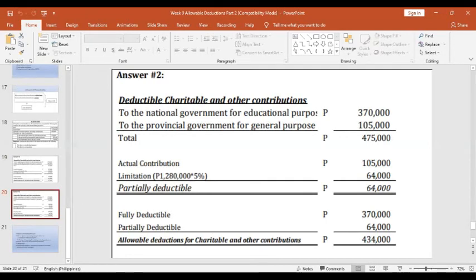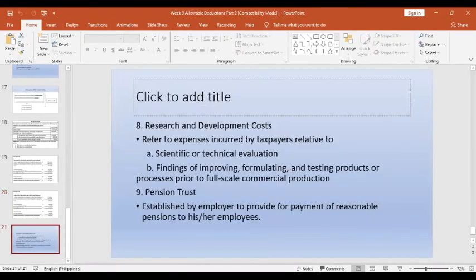The actual contribution is 105,000, and the limitation, because this is a corporation, is 5% of the gross income, which is 1,280,000. So therefore, the 5% is 64,000. Since the limitation is lower than the actual contribution, the 64,000 limitation is the partially deductible amount, and that would be applied. So the allowable deductions for the charitable and other contributions is a total of 434,000, which is the fully and partially deductible. Okay, so that is the charitable contributions.